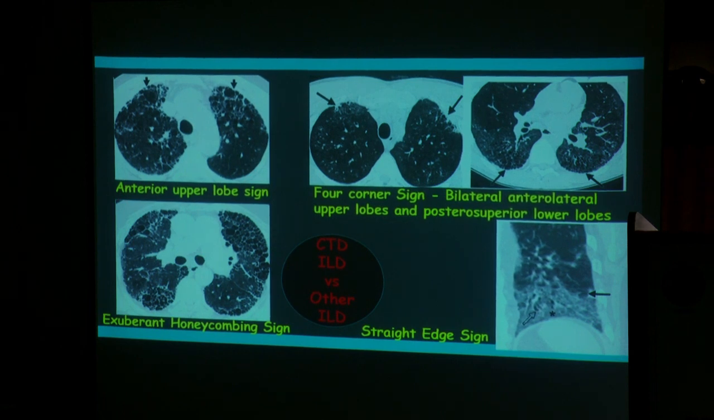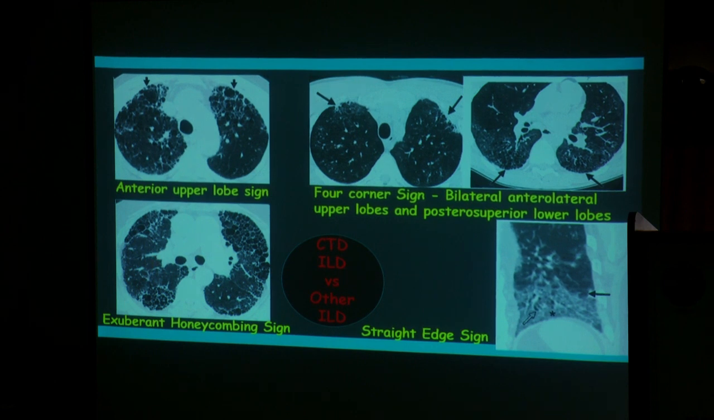Now these images will give you a clue that these are connective tissue related ILDs. First one is the anterior upper lobe sign. In the anterior segment of both upper lobes, there will be fibrosis and honeycombing. The anterior upper lobe sign is most commonly seen in patients with rheumatoid arthritis, and they will present with a UIP pattern of involvement. Next is the four corner sign. Anterolateral and posterior superior segments are involved. This is seen in scleroderma mostly.